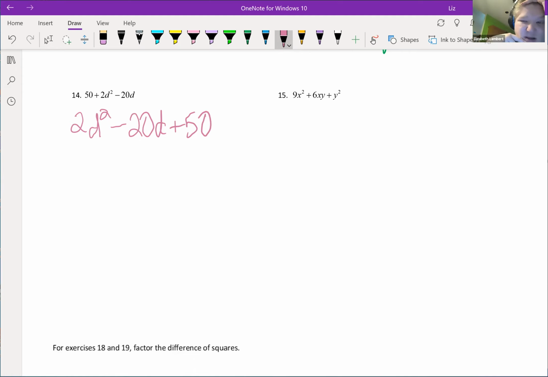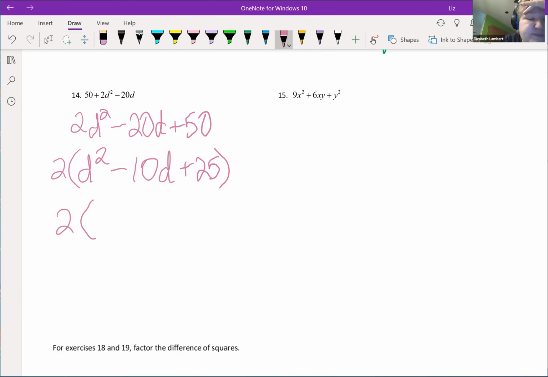So this doesn't look like a perfect square, but they're all even. So let's pull that 2 out. Now it's d squared minus 10d plus 25. There we go, there's my square. That's 5 squared, and double 5s is 10. We just need to account for the minus.